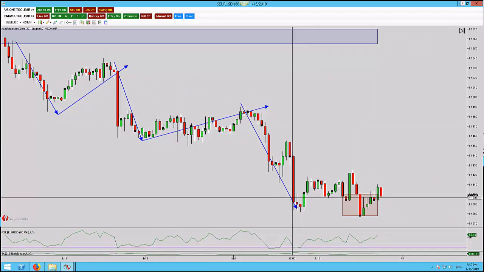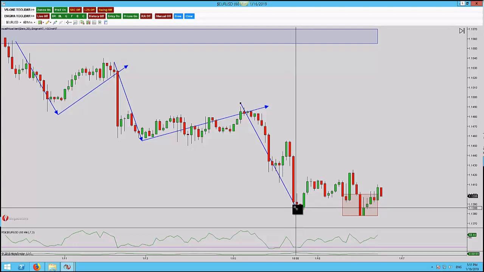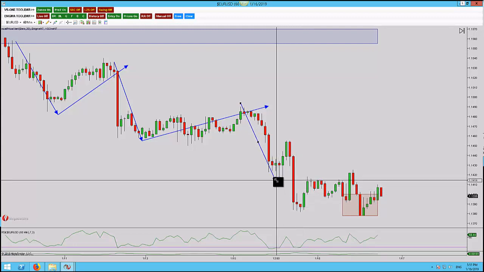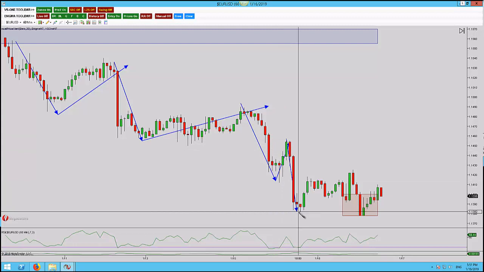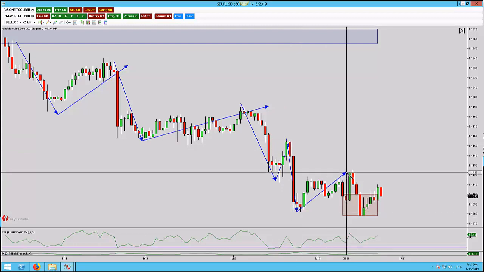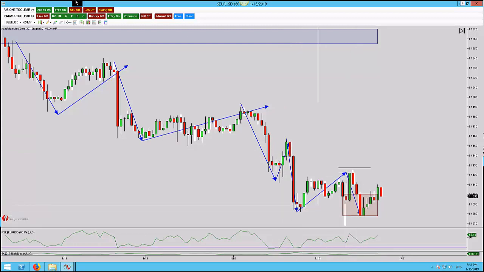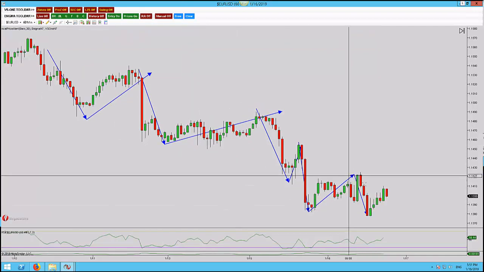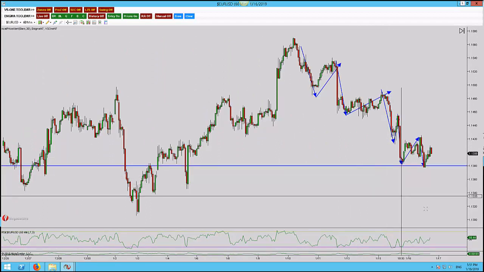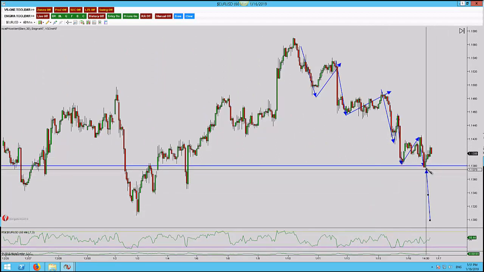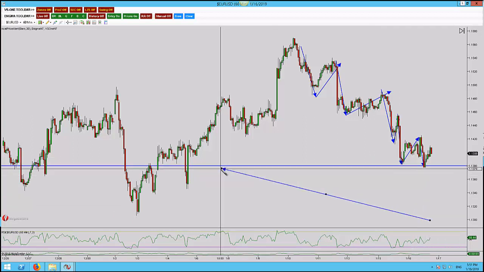So this move here actually now comes to this point. We see a pullback, we see a move lower, and then we see a pullback, and then we have actually made a new structure low. So here on the 60 we are in trend continuation. Now we'll put the structure level on here. I'm looking for a retest of the lows and an extension here.